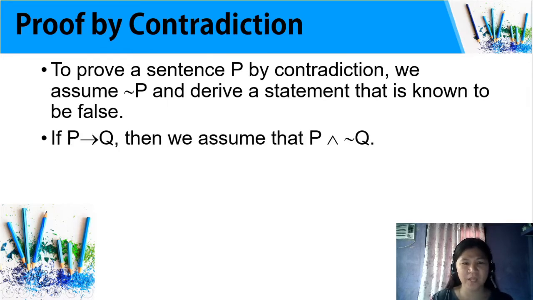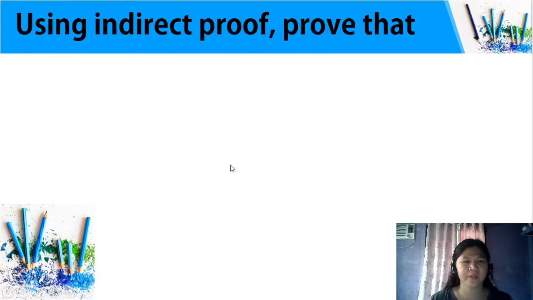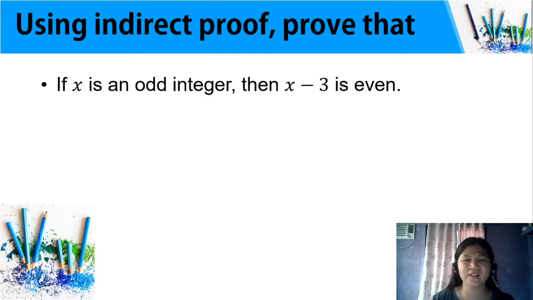So, if P then Q, then we assume that P and not Q. The caret here denotes that it's an "and," a conjunction. Using indirect proof, prove that if x is an odd integer, then x minus 3 is even.